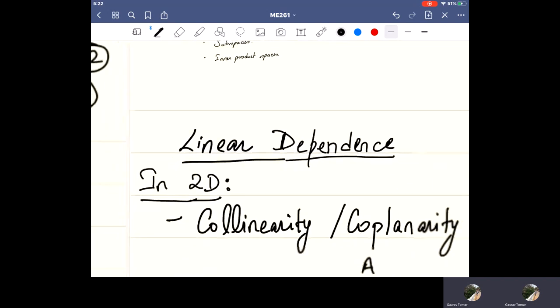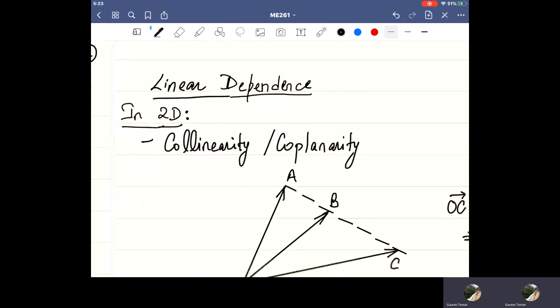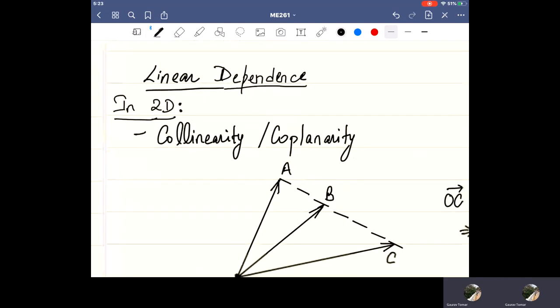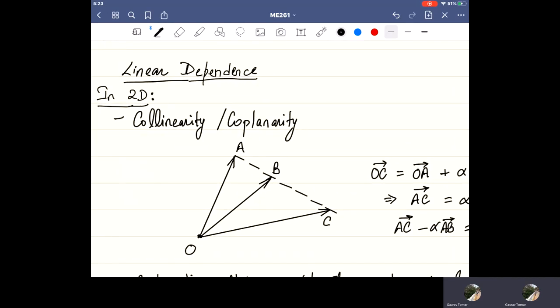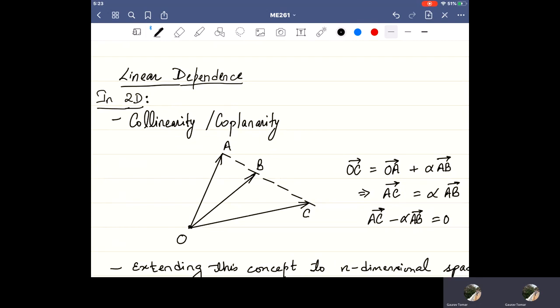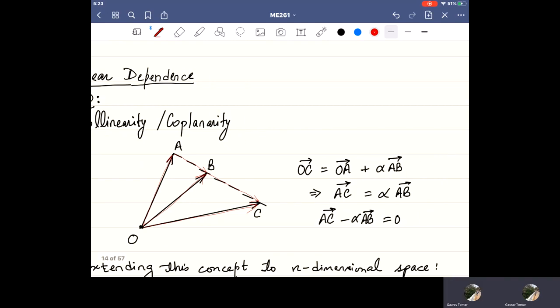So linear dependence is a concept that comes from the more basic concept of collinearity or coplanarity that we have in geometry. Suppose there are three vectors, let's say the OA vector, OB vector, and OC vector, and they are such that the vectors AB and AC are pointing along the same direction. The OC vector, as we did in the previous class, can be represented as a combination of the OA vector and alpha times the AB vector.